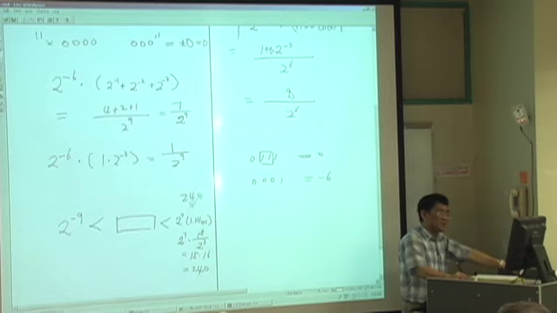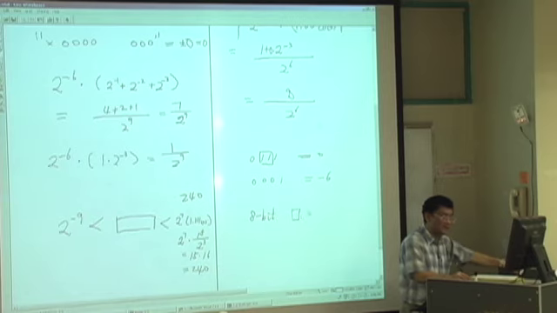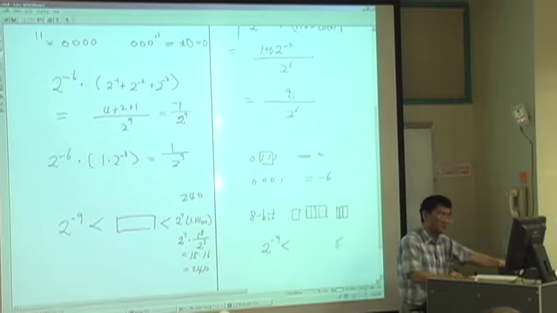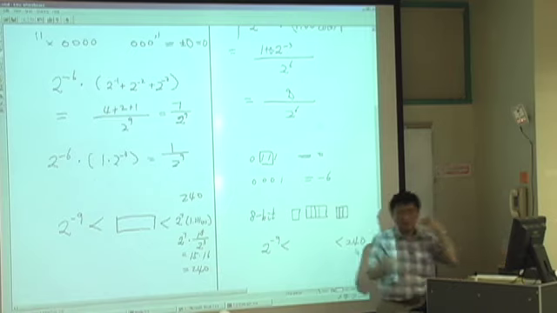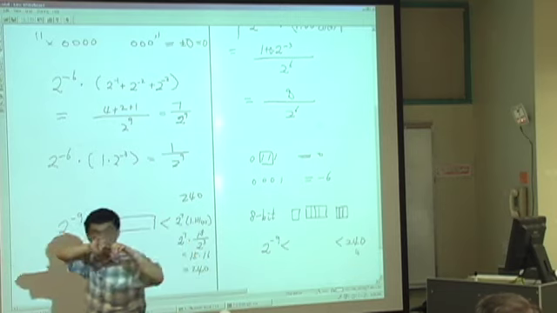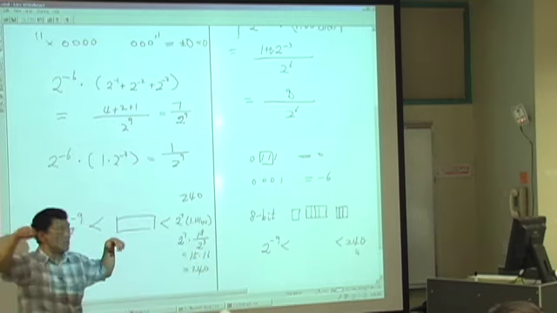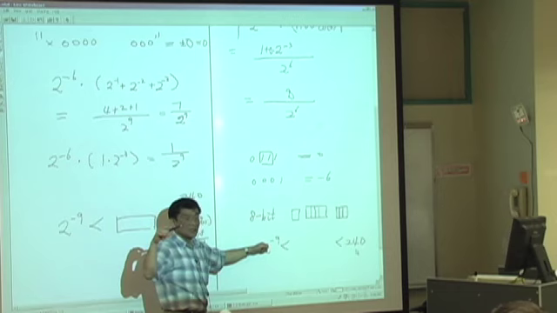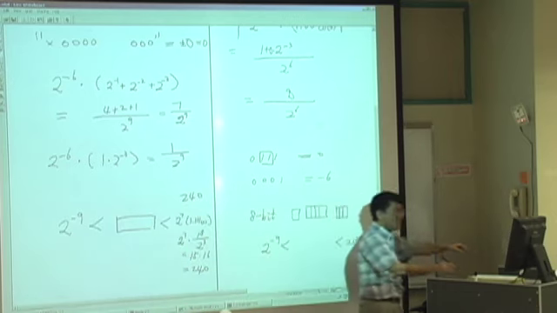So 240. So with our 8-bit design, with 1 sign bit, 4 exponent bits, 3 fraction bits, we can represent the numbers between 2 to the power of negative 2 to 240, excluding 0. 0 can be represented by filling every bit with 0, right? So 0 can be represented. But other than 0, the minimal number that we can represent is this one. The maximum number that we can represent is this one.